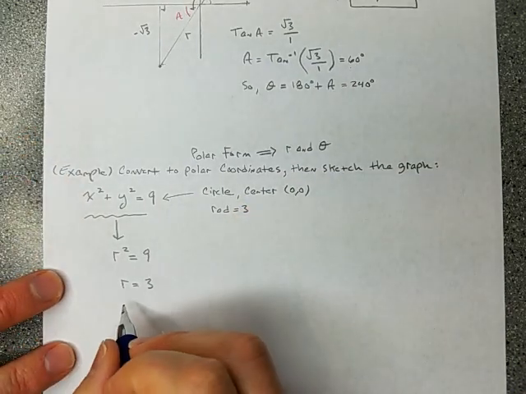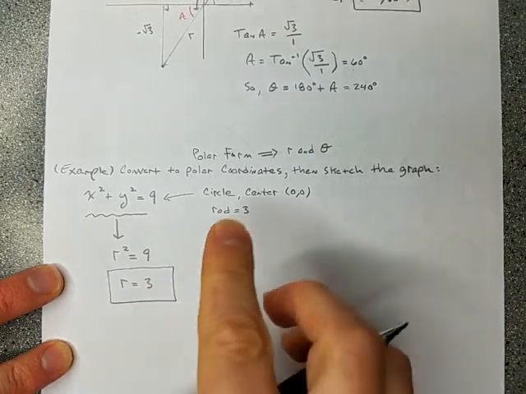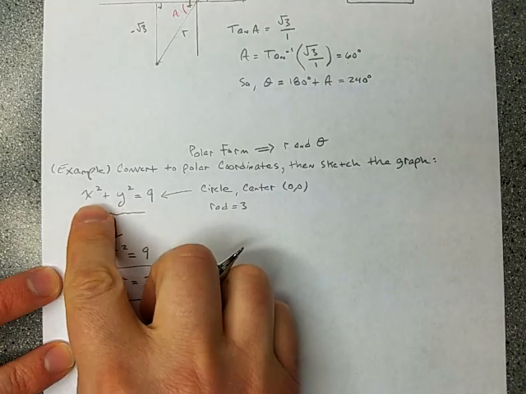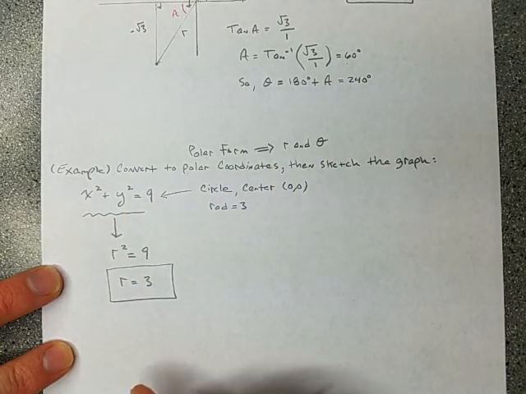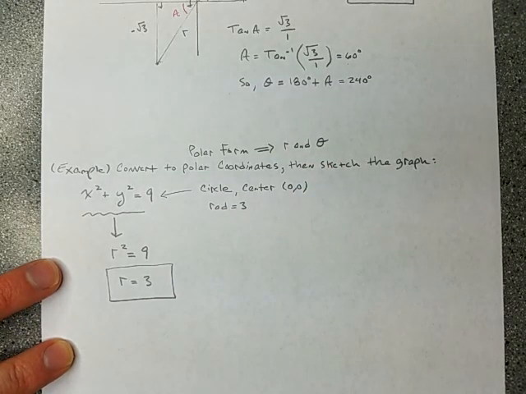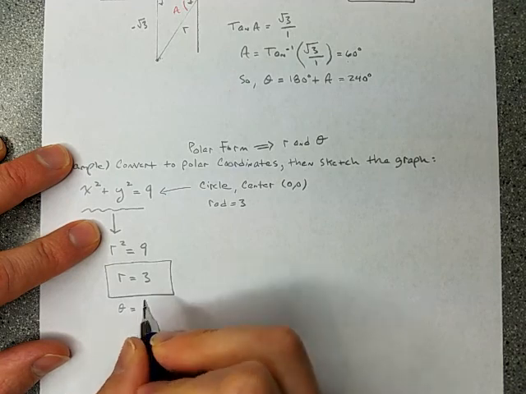Suppose that I get this equation, r is equal to 3. Okay? That's an equation in polar form because it doesn't involve x and y. It only involves r and theta. Oh, does it involve theta? Well, it doesn't have the theta. What's that mean about the theta? It means theta can be any angle.